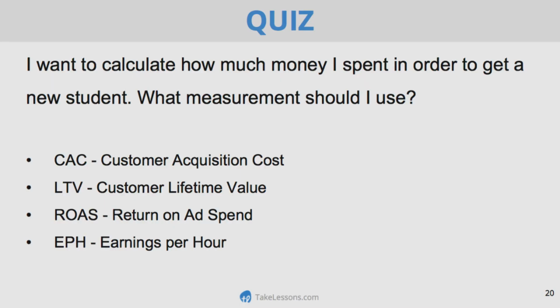All right, let's go on to question number 2. I would like to calculate how much money I spent in order to get a new student. What measurement am I going to use? Time's up. All right, you ready? That's right, you got it. This is my CAC, my Customer Acquisition Cost. And by knowing your CAC, you're going to be able to determine whether you're paying the right amount in order for you to turn a profit. Very, very important in your business.